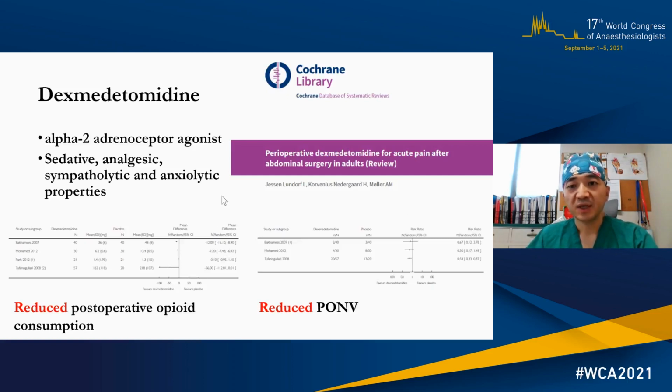For dexmedetomidine, a single dose may be good enough for ambulatory anesthesia, with or without the following infusion. The single dose of dexmedetomidine, 0.5 to 1 microgram per kilogram over 15 to 20 minutes, has been tested effective for improving post-operative pain control and reducing post-operative nausea and vomiting.